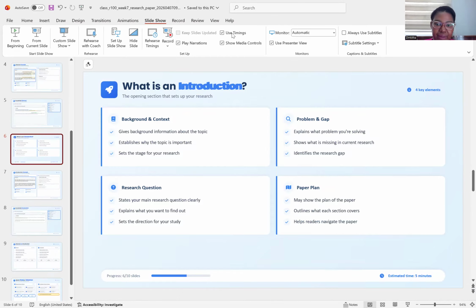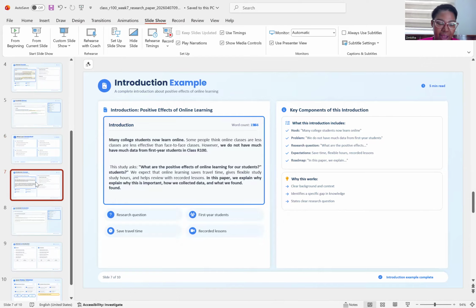Okay, so when we look at the introduction, I want to give you guys an example of it. So this is what an introduction would look like. The sentences in bold represent the important information within an introduction section. For example, many college students now learn online. Okay, that is your hook.